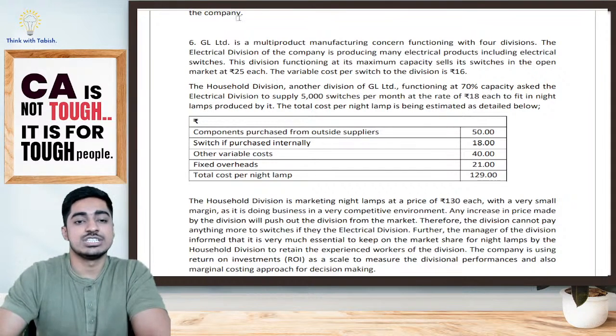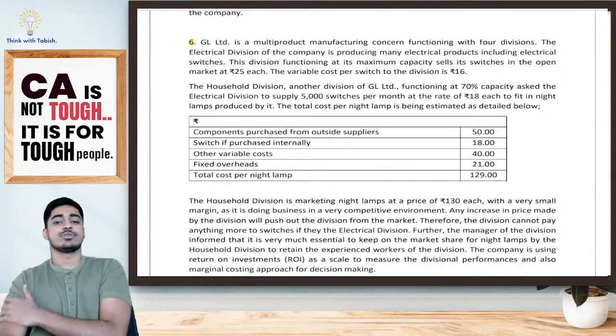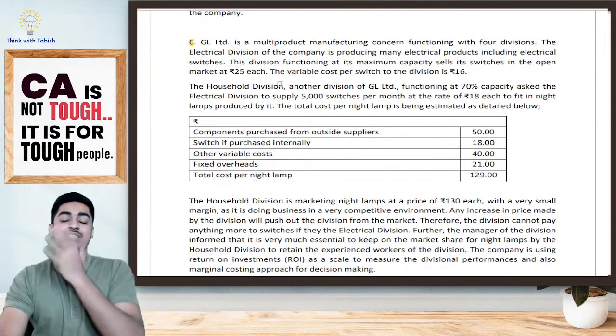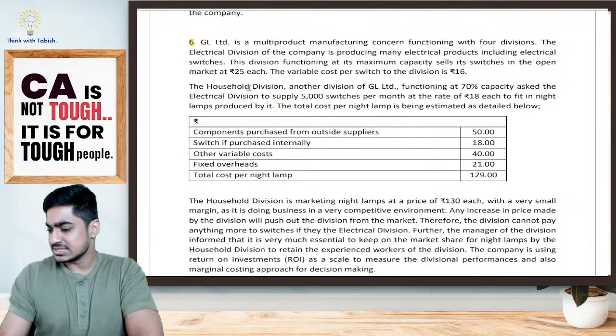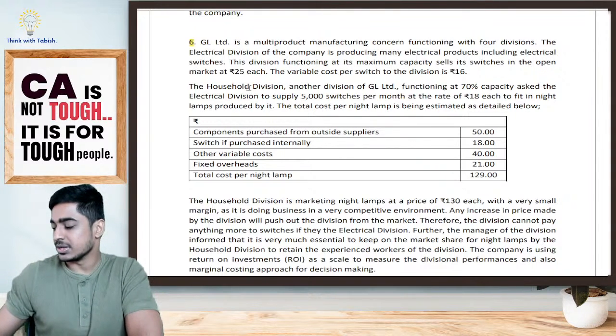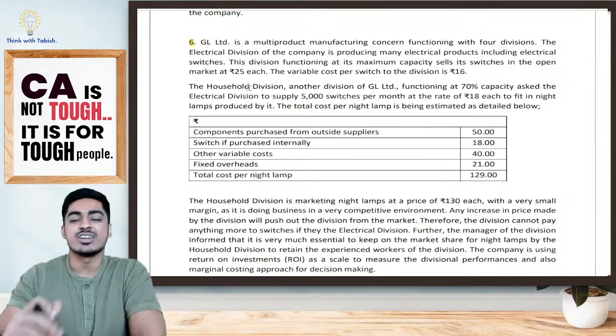Next, we have question number 6. Let's have a look at question number 6. More or less same as the previous question, I guess. No, it's not the same as the previous question. Questions 6 and 7 are almost similar.